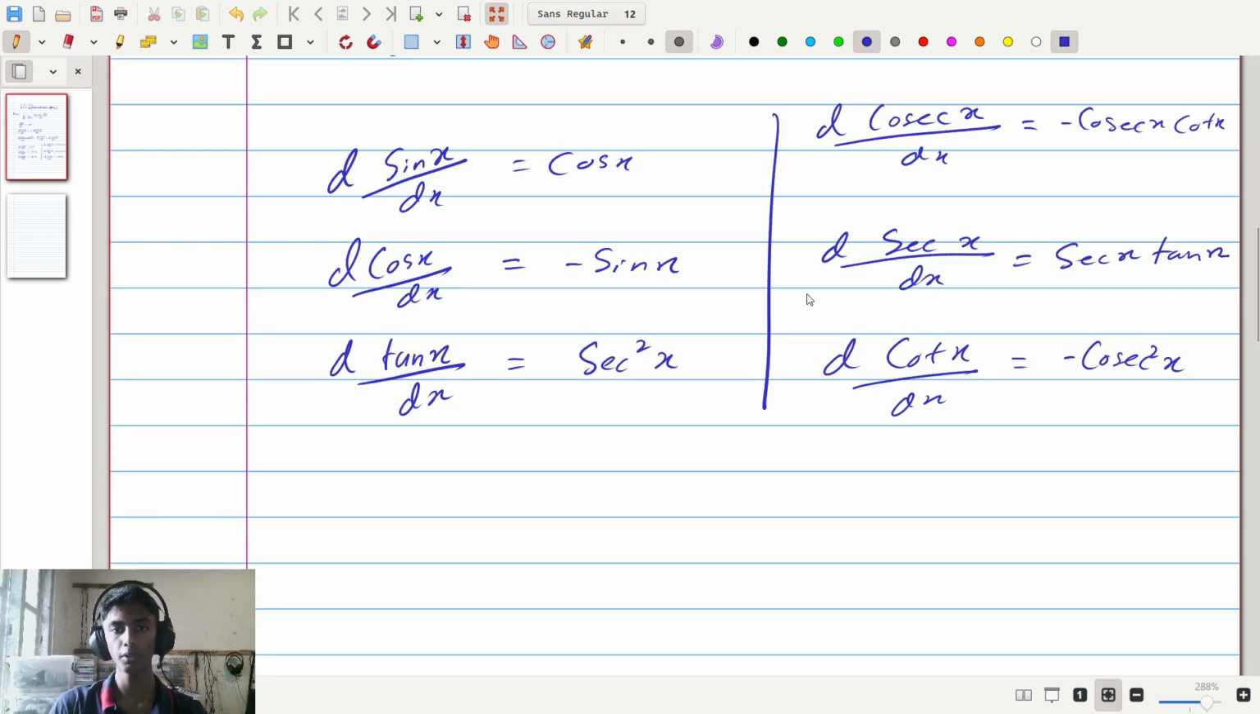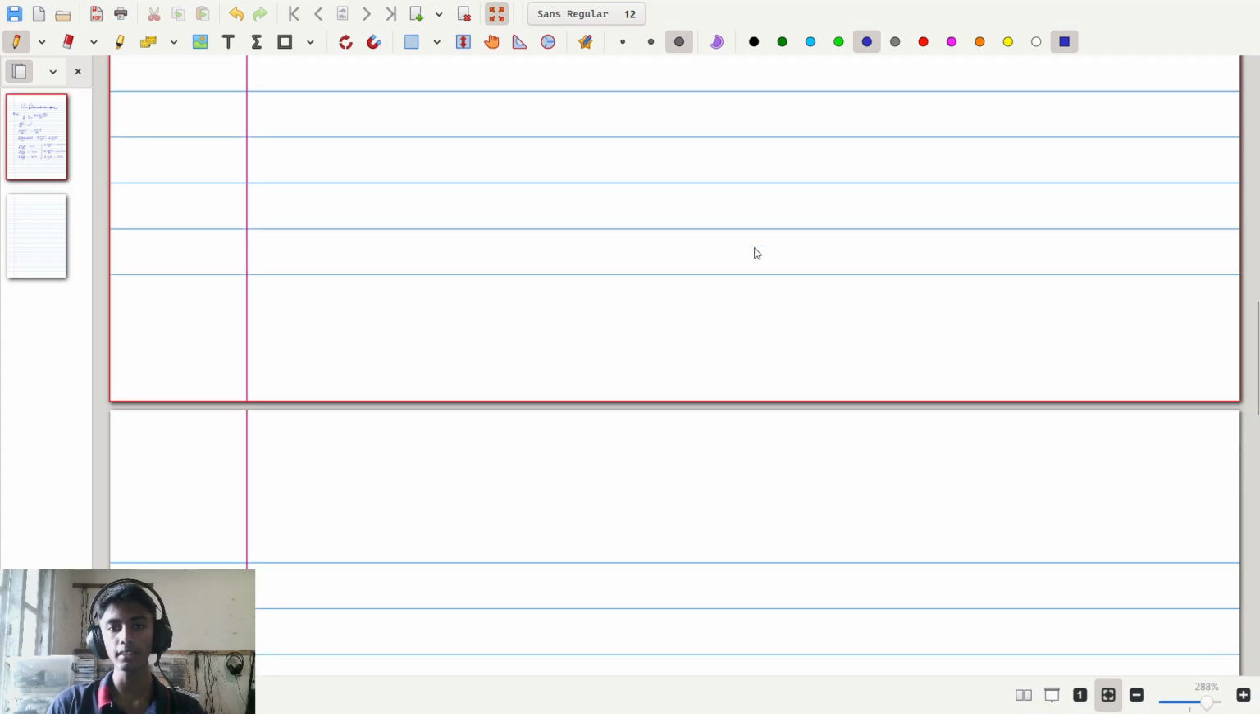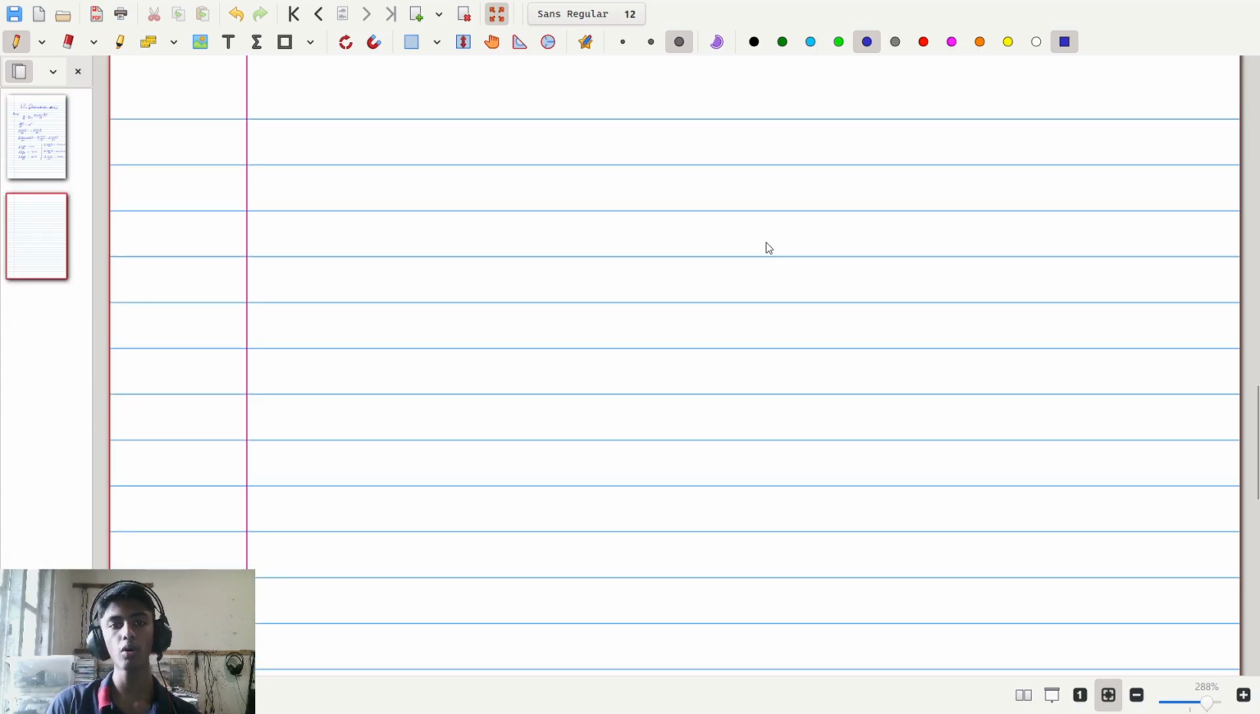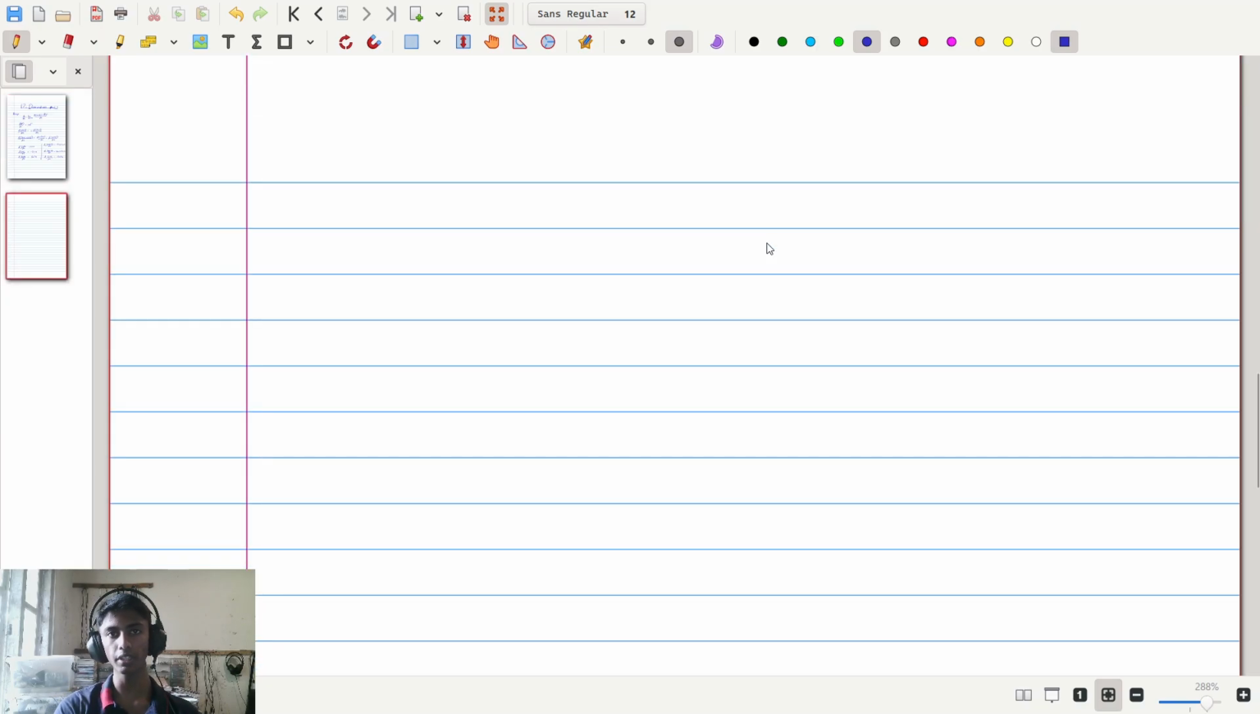Now let's go on to some new rules. Other than this, there are 3 more rules that we need to know before we continue on to further derivatives. The first rule is the product rule.